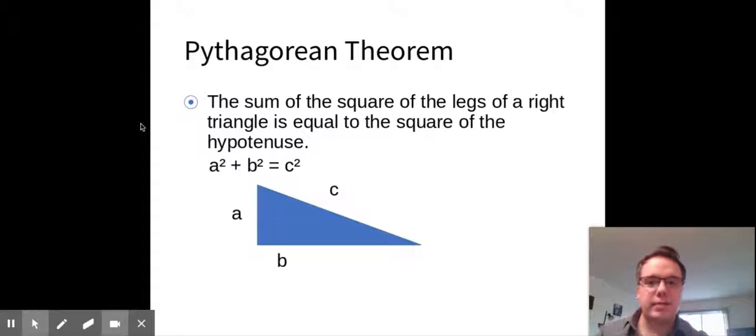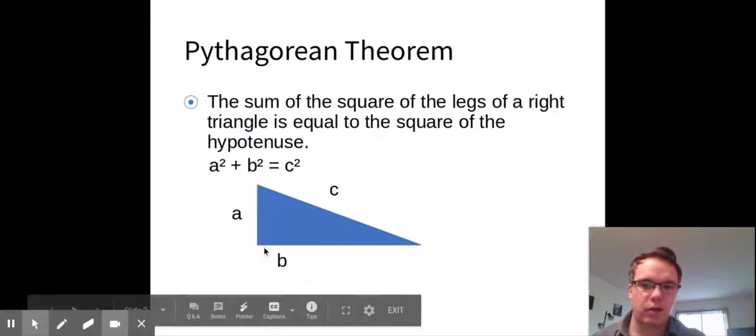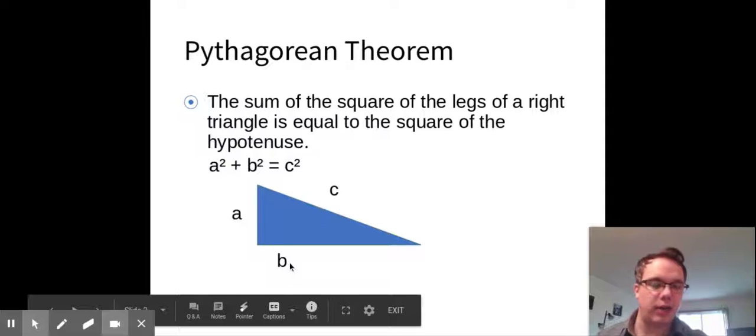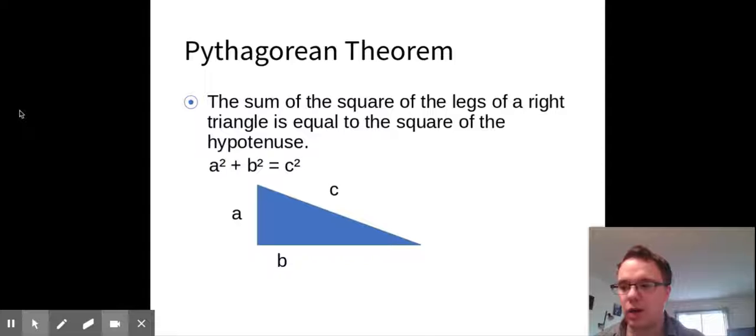So Pythagorean's theorem states that the sum of the squares of the legs of a right triangle equals the square of the hypotenuse. The hypotenuse is always our longest side, across from the right angle, so it's always C. And then we name the legs A and B. So you might remember the Pythagorean theorem from geometry as a right triangle with a squared plus b squared equals c squared. Just always making sure that A and B are our legs, and C is always across from that right angle, being our longest side. And so we're going to use that today to find the third side of a right triangle.